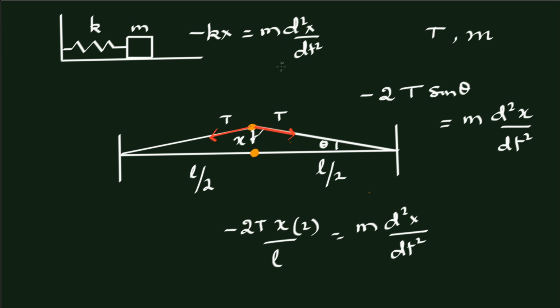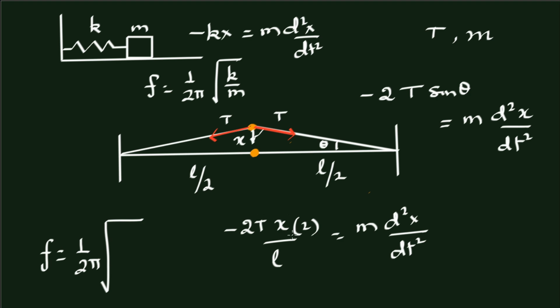Now the solution for this was an oscillation with a frequency of 1 over 2 pi root k by m. So we can write down the solution for this, which gives us a frequency of 1 over 2 pi root of what plays the role of k? 2 times 2, 4T by L. So 4T by L, and there is an m at the denominator, mL. So this is the frequency.